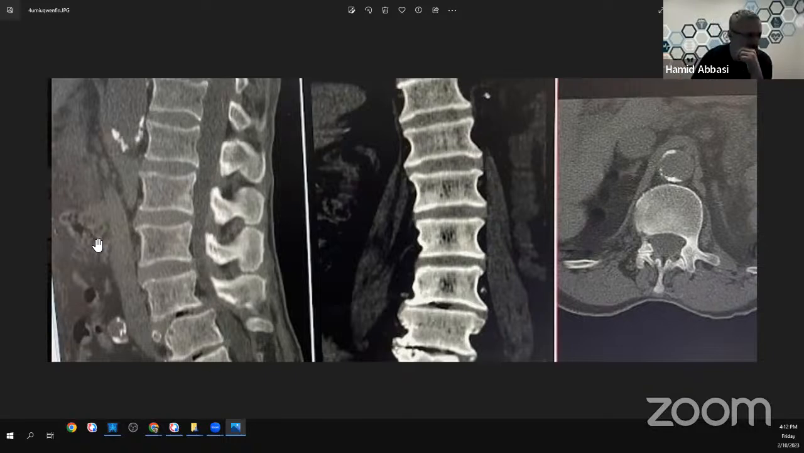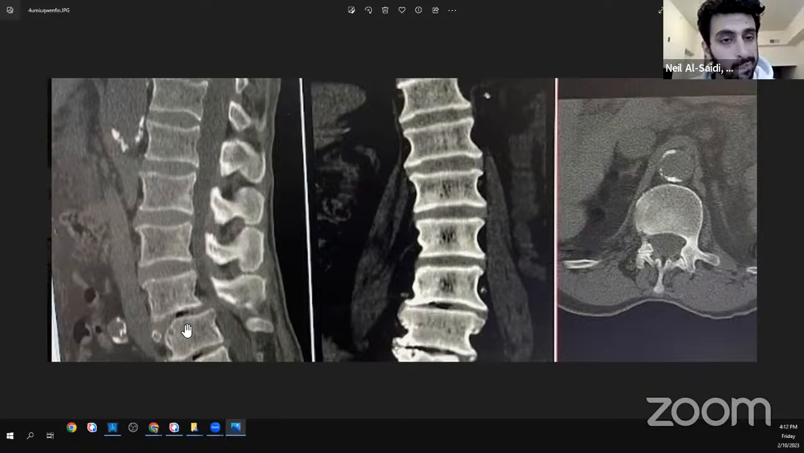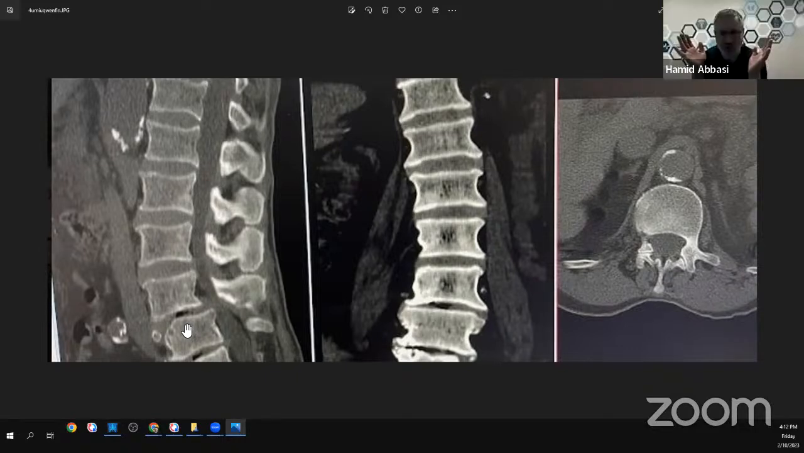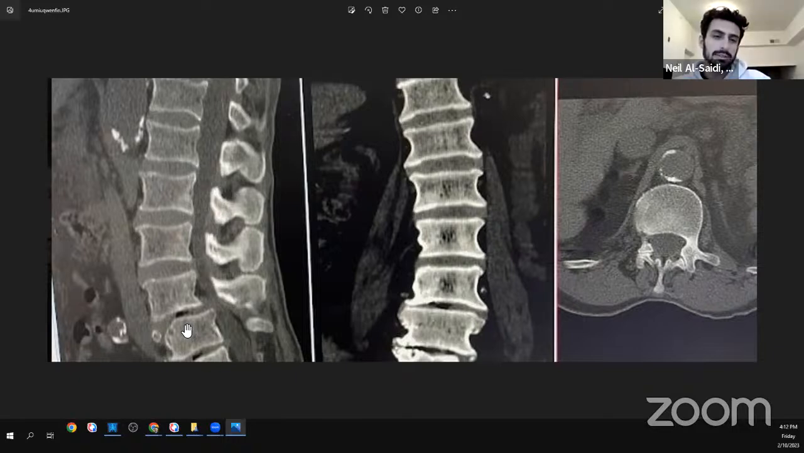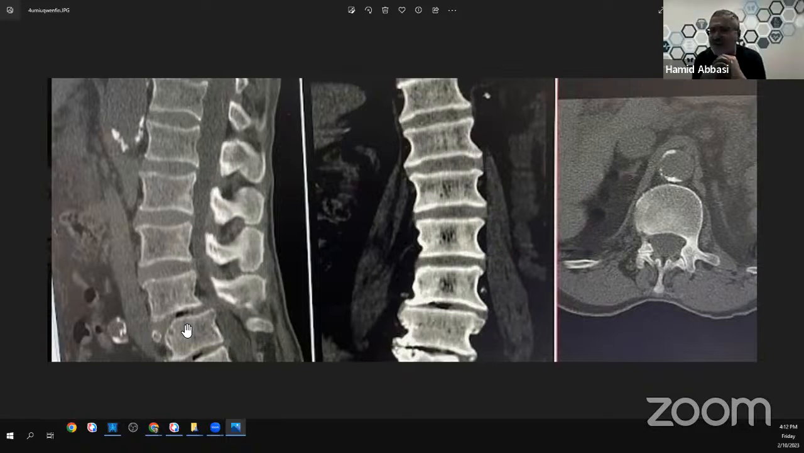So why do we have air or a dark sign inside of the disc here? You see that, right? Now, first of all, we said it's not normal. Is this patient having an infection? Why is that air in that location? I wonder if there's damage to the disc that allowed air to enter. Enter from where?